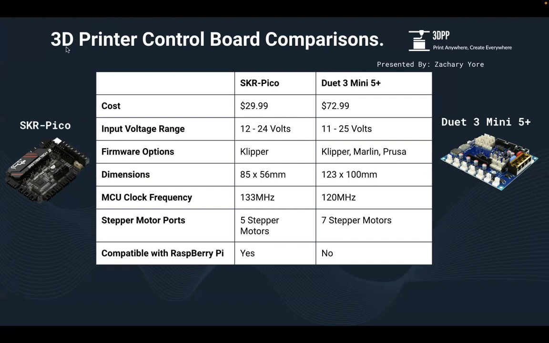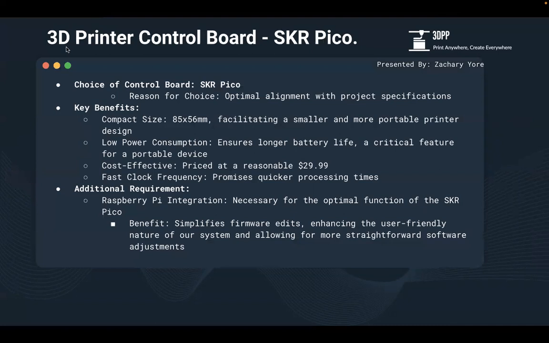Along with this, as you can see on the next slide, the SKR Pico is compatible with the Raspberry Pi, which was a very big feature we were looking for when we were picking a 3D printer control board. This is because we'll be using the Pi, or have used the Pi, to do various things like run scripts on it to monitor voltage levels of the battery, since this is a portable printer with no wires attached. Along with this, the SKR Pico brings a very fast processing time.